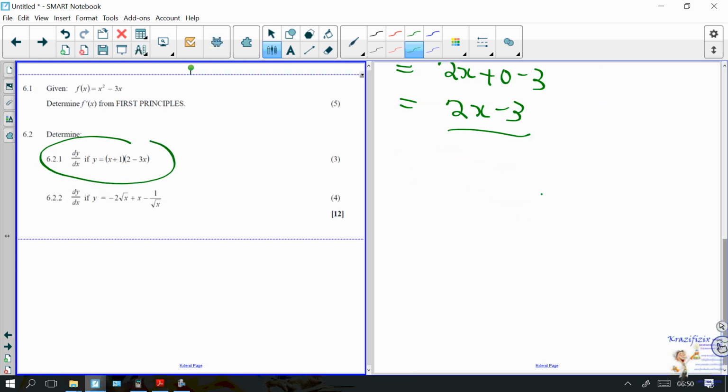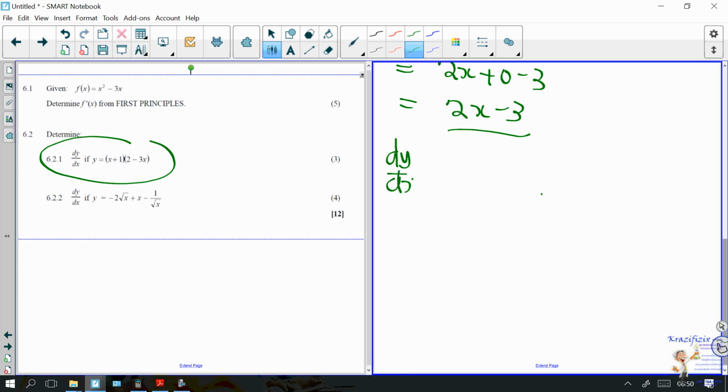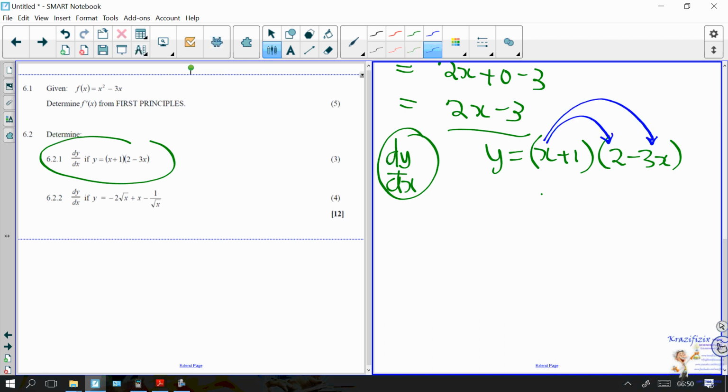Look at this. Find the derivative. When you say dy dx, find this. All right, find this. What is my y? y equals x plus 1 times 2 minus 3x. Advisably, always solve before you derive. Can we expand that bracket by using our FOIL? All right, by using our FOIL.